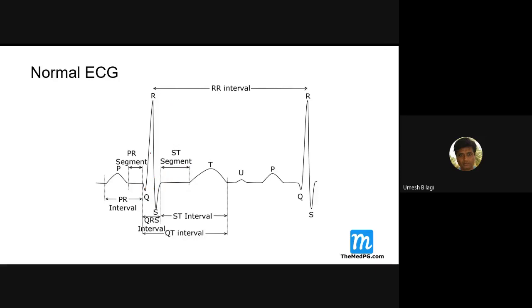If you get any negative wave after the R wave, it is called the S wave. So before the R wave, it is the Q wave; after the R wave, it is the S wave. So the S wave is a negative deflection after the R wave. Q wave is a negative deflection before the R wave.